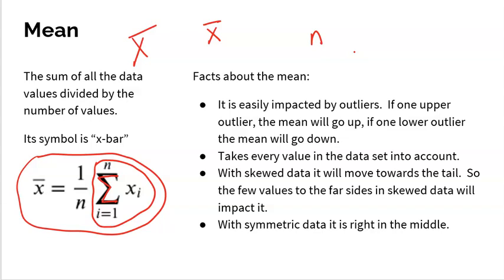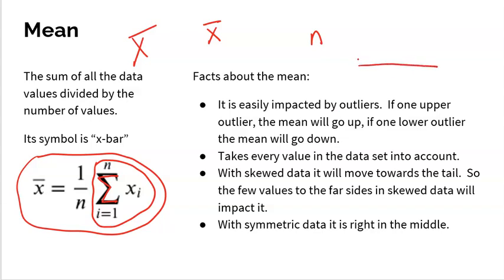The same thing can be said the other way. If all of your values are in the hundreds, but you have one value that's really down in the single digits, like 3, that one really, really low value is going to pull the mean down closer to it, okay? So with skewed data, the mean will move towards the tail.